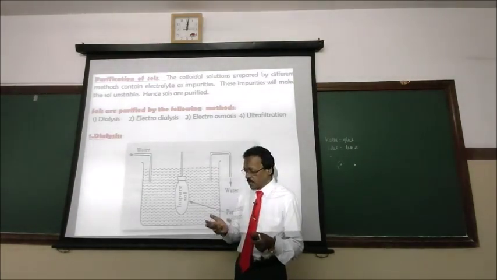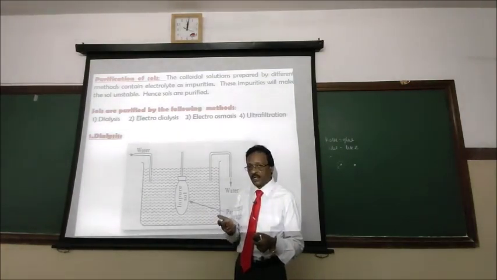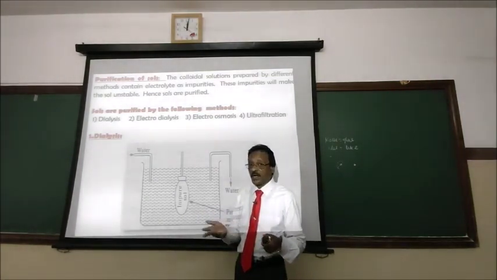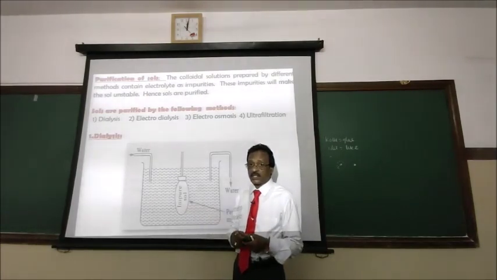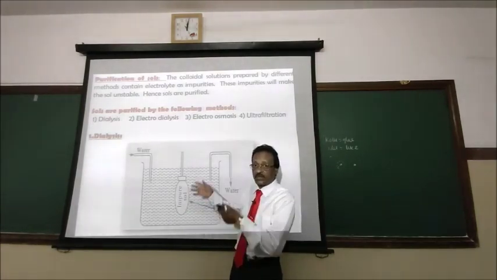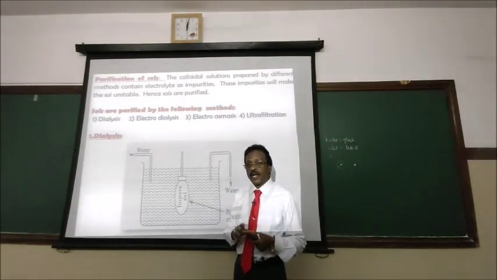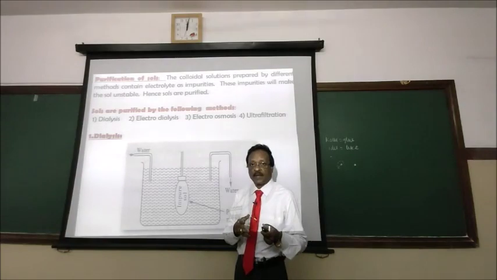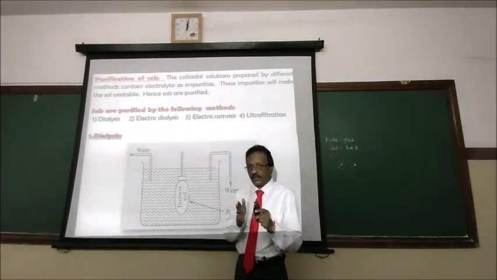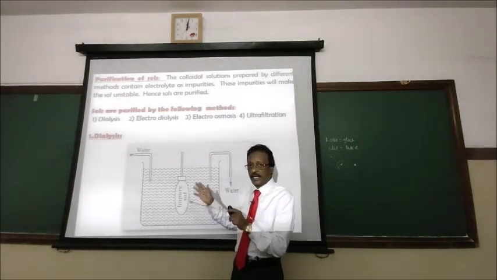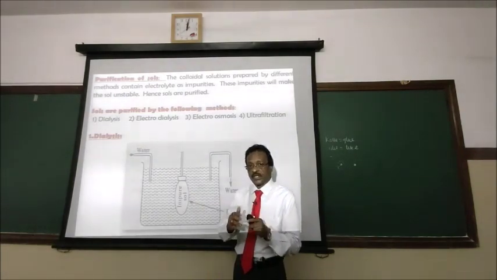I told you colloids diffuse slowly, crystalloids diffuse rapidly. It is a very slow process. We have to wait for another 24 hours to carry out the purification for 100 ml of sol. But I want to increase the rate of this process. How can we increase the rate? Can you think about it? I want the ions to be separated by dialysis, but I want to increase the rate of the process.